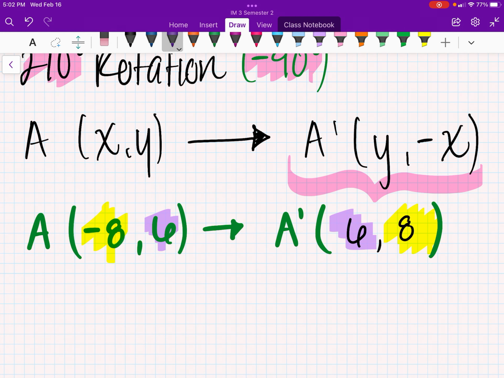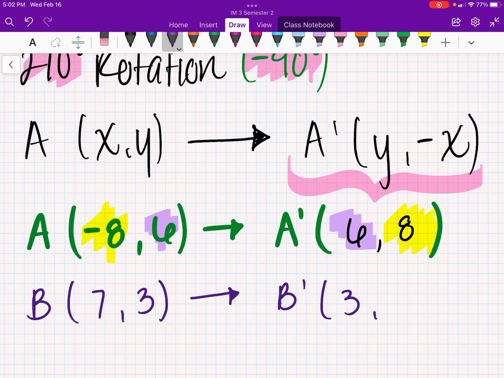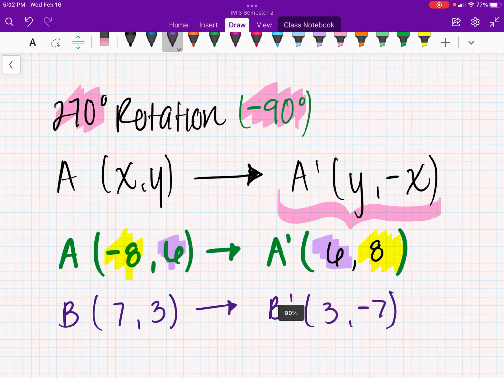All right, let's go ahead and do that one more time with B. And let's say it's (7, 3). And B prime in this case, once again switching the order, and the x becoming negative.